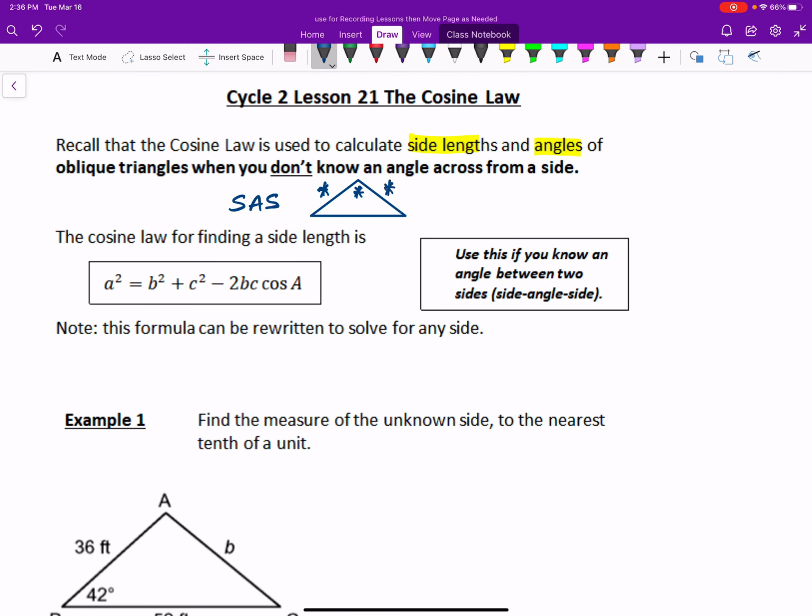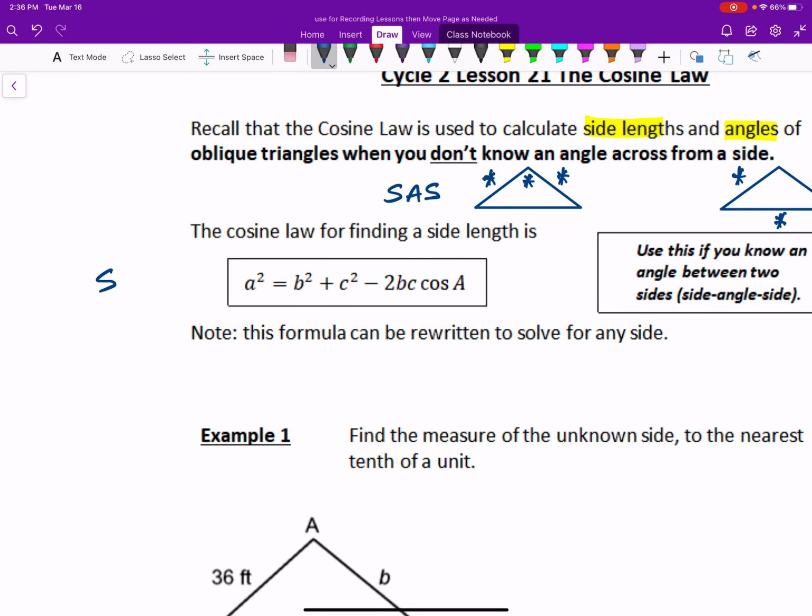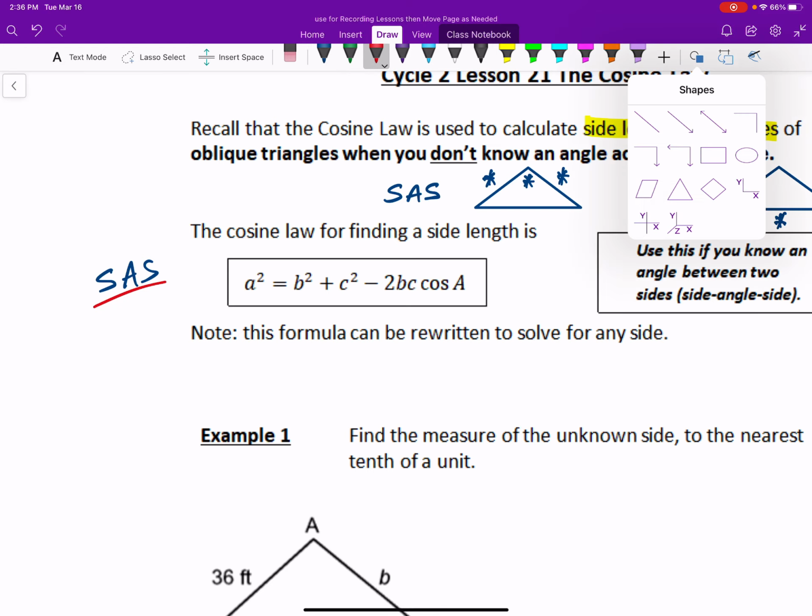Or if I know all three sides, then I can use the cosine law to find the missing angle. So I call that side, side, side for all three sides known. Notice in neither one of those situations do I know an angle that's across from a side, the pairs like we do in sine law. So if I want to find a side length, we'd use this one for when we have SAS.